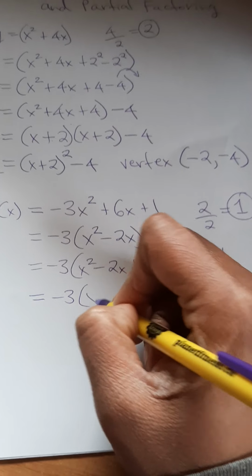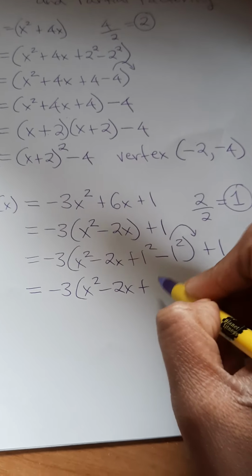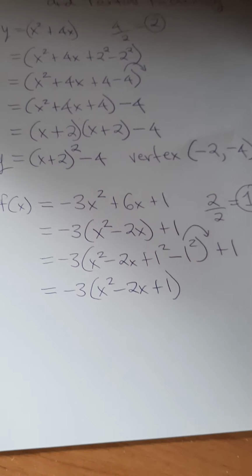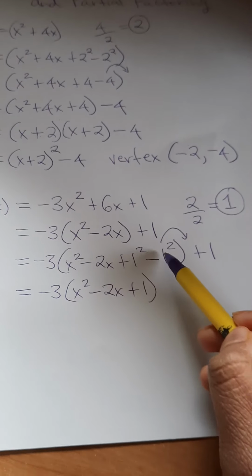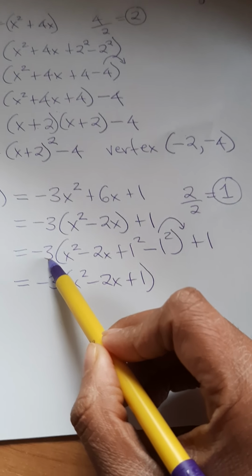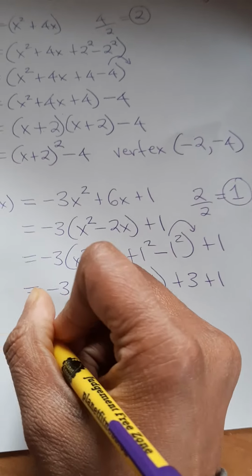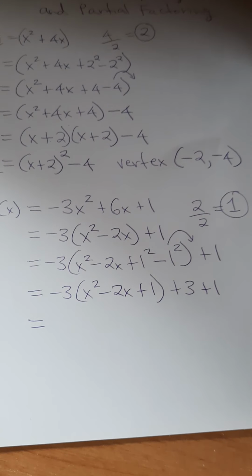So let's write it out. Negative 3x squared minus 2x. 1 squared is just equal to 1 because it's 1 times 1. Okay? Before you take this -1 outside, make sure you are multiplying it by -3. -1 times -3, so +3 plus 1, okay?